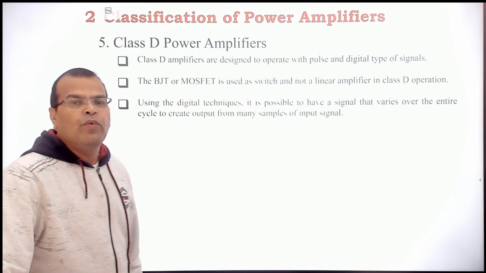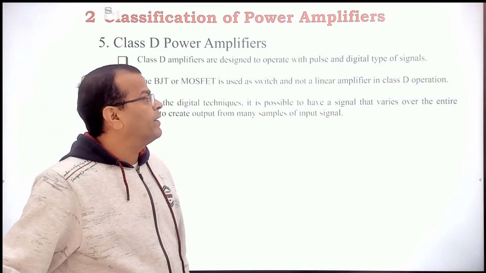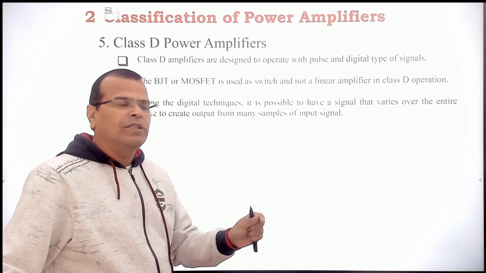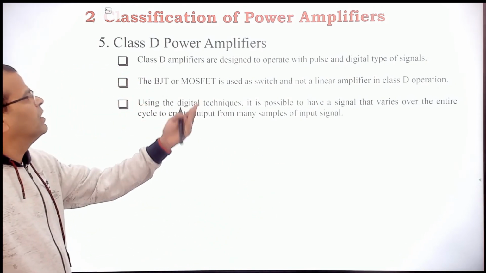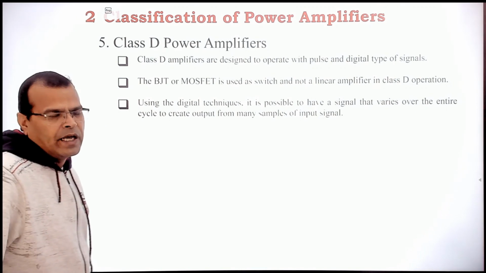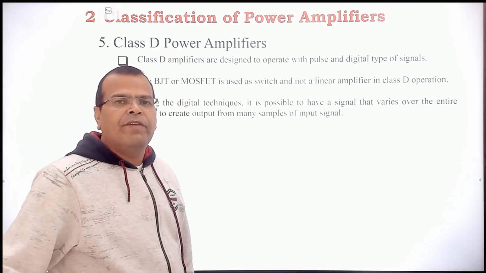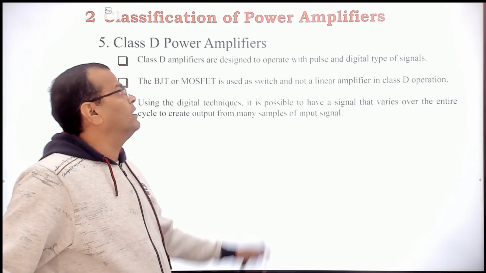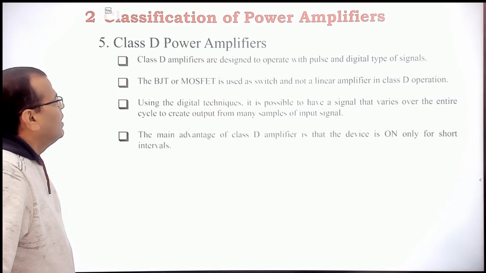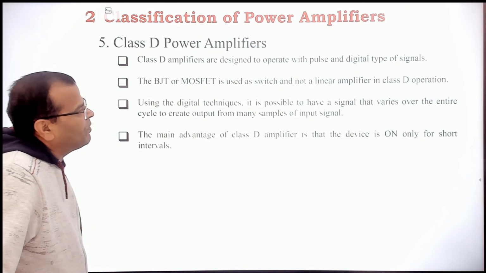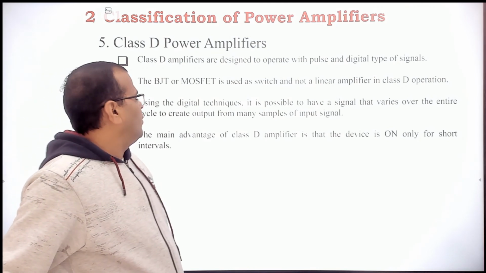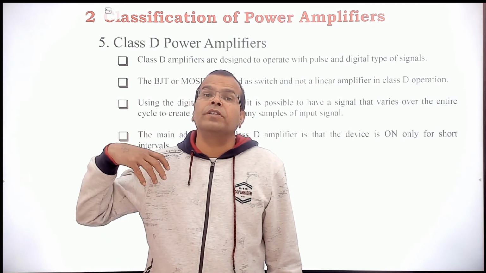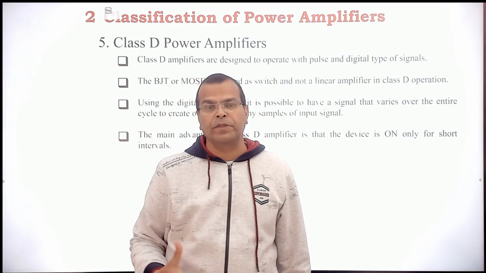So basically we give samples at the input, right? And by giving small pulses, small samples, you are able to get output signal that varies over the entire cycle. Such an amplifier where we give pulses at the input and we get output for the entire cycle is class D amplifier. The main advantage of class D amplifier is the device is on only for small duration, and its efficiency is ideally considered to be 100%.